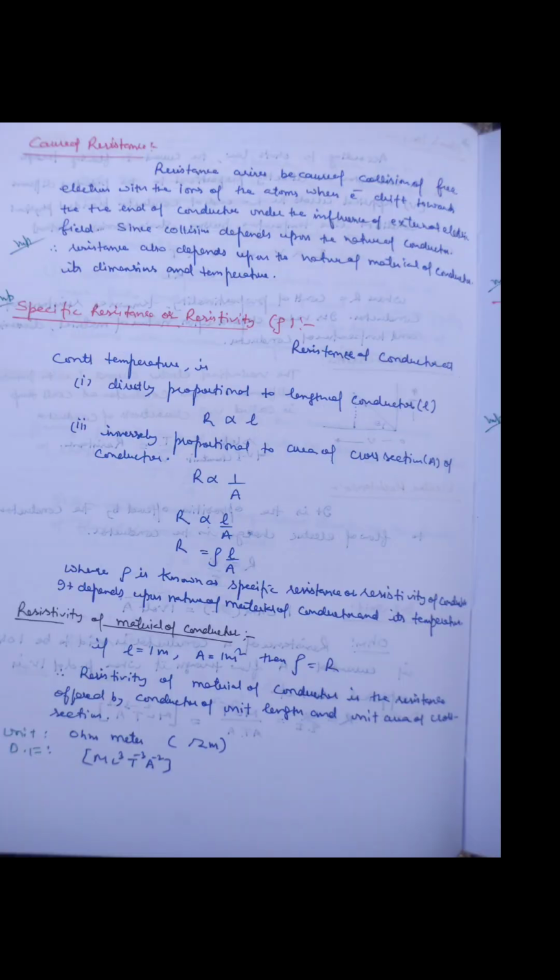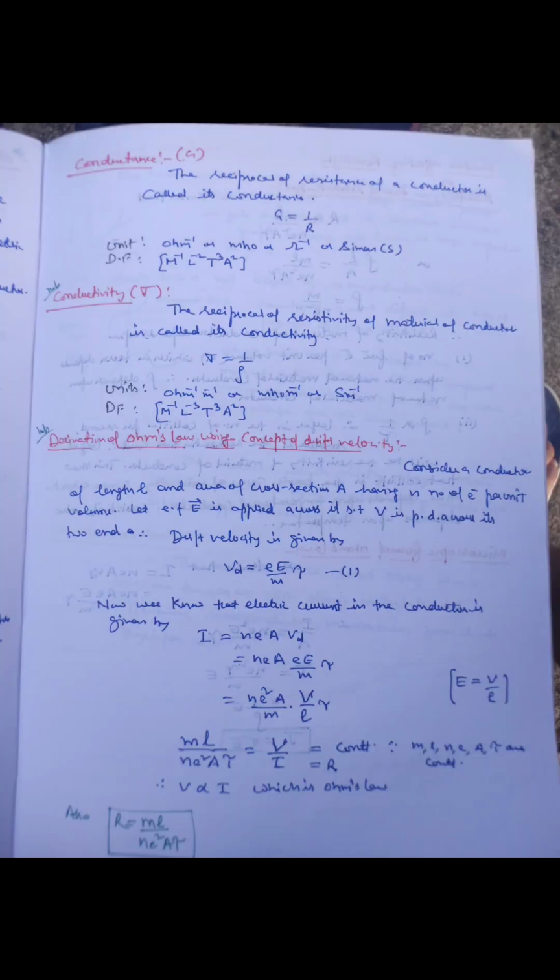Resistance is equal to rho L upon A, where L is length, A is the area, and rho is the resistivity of the conductor. Resistivity is the specific resistance of the conductor of length and area 1 unit. Its units are ohm meter. Reciprocal of resistance is called conductance, and reciprocal of resistivity is called conductivity. Ohm's law can be derived using the concept of drift velocity also.